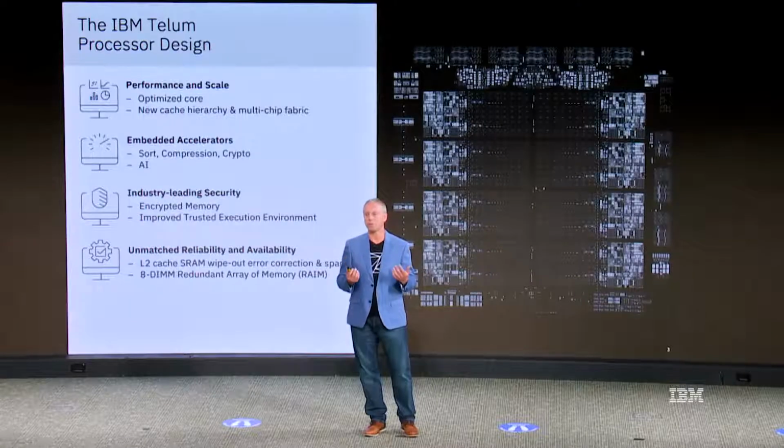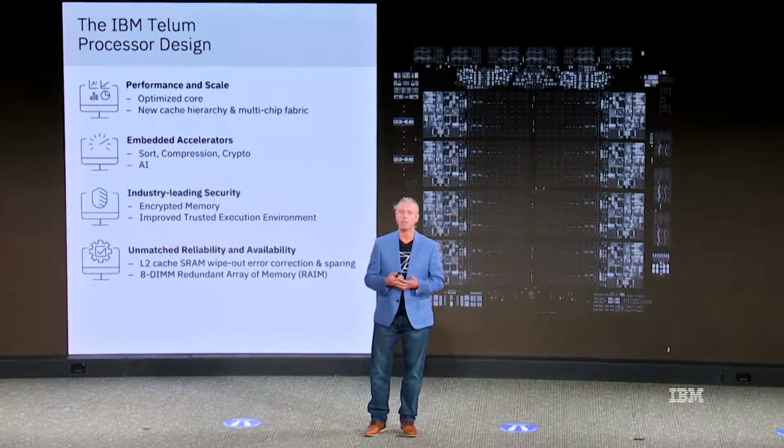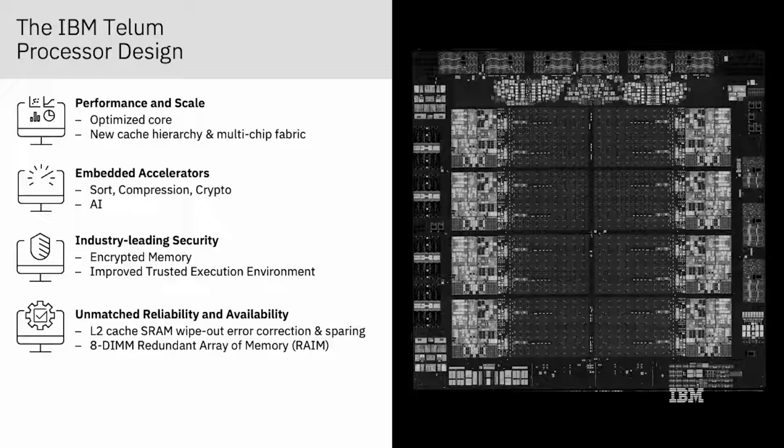Of course, enterprise workloads are also very sensitive to security. And the IBM Telum chip implements a number of innovations in that regard as well. We now implement encrypted memory, and we have a performance-improved trusted execution environment. The trusted execution environment enables clients to run containerized workloads in a way such that the hardware ensures that the system administrators and the hypervisor administrators cannot get to the data in those containers. That obviously aligns very well with a hybrid cloud operational model.